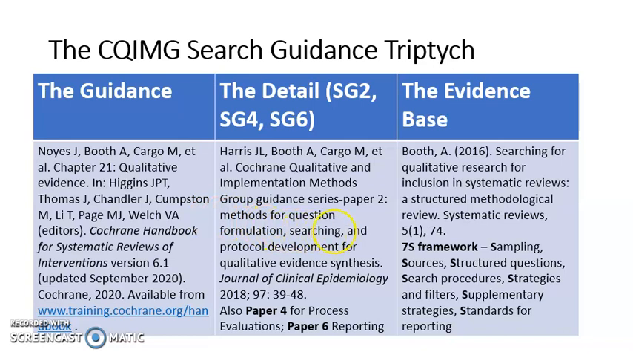specifically paper 2 of the guidance series published in the Journal of Clinical Epidemiology, but there is also relevant information on searching for process evaluations in paper 4 in the series, and on reporting in paper 6 of the series. And then finally, a methodological review published in the journal Systematic Reviews is designed to review the evidence to support searching for qualitative research against the headings of the 7S framework. And this presentation will use that 7S framework to structure the information.